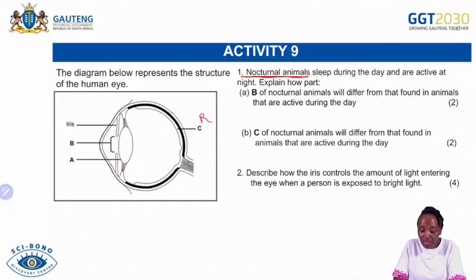So here the question says, explain. Now this is different from describing, because with describing, you just provide the events that are taking place in the process. Here you explain how. Remember, where they say explain, it is always a two-part question. It's something that will cause something. It's a cause and effect. This happens, and when this happens, then this is going to be the result.